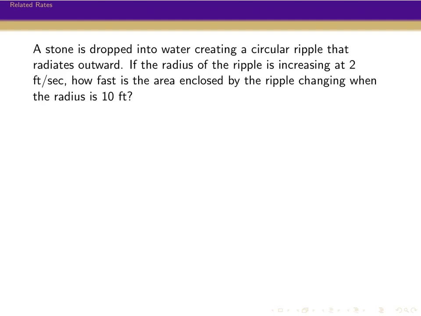Okay, let's start working on this problem. In this problem, we're given the radius of a circle, and the question is about finding the area. So the first thing we need to do is get the formula that relates the radius of a circle to the area of the circle. Our formula is area of a circle is pi r squared, where r is the radius.